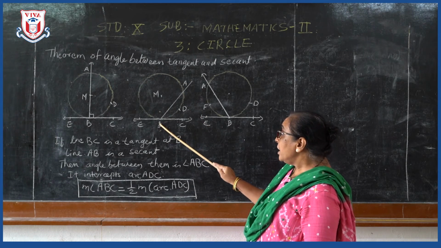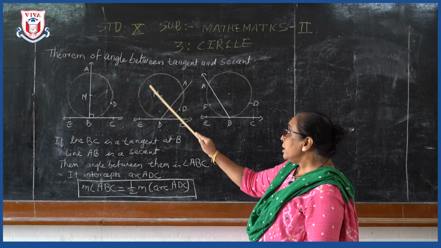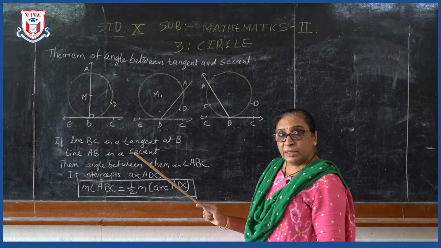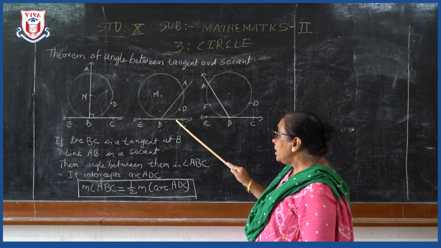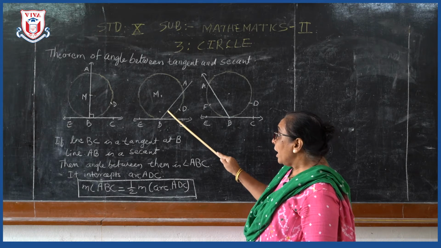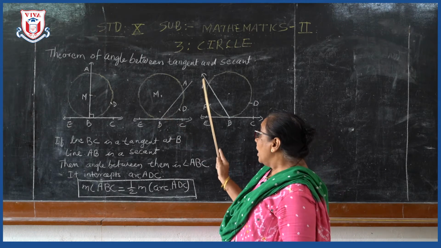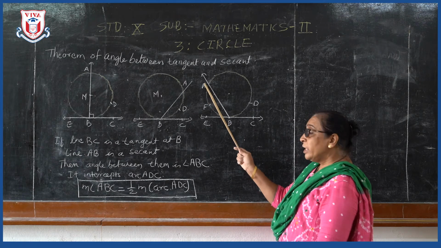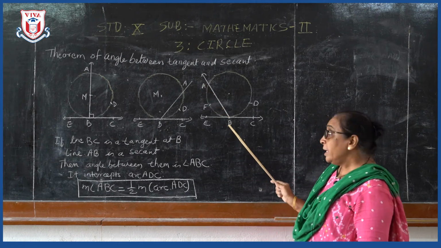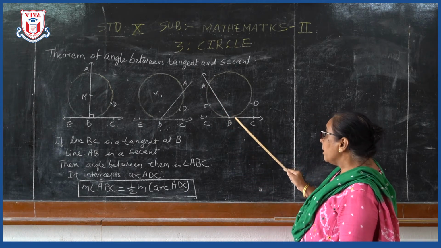In the second figure, line BC is tangent and secant AB is dividing the circle into two unequal parts. That means this angle ABC is an acute angle. And in the third figure, angle ABC is an obtuse angle.